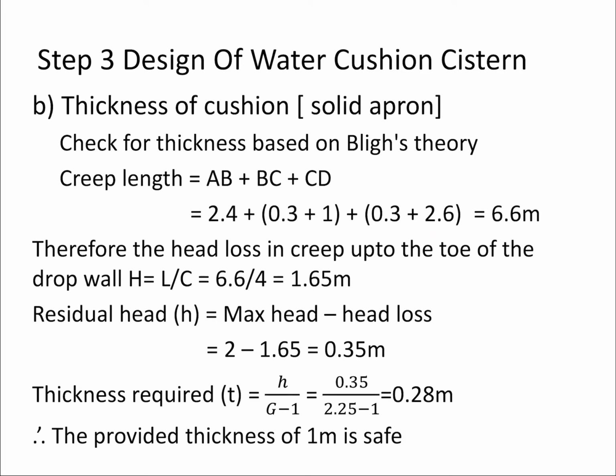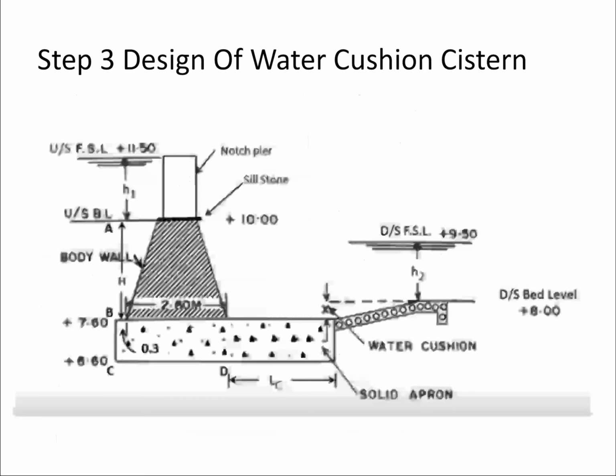meter. And we know the thickness. The thickness equation we had studied in Bligh's theory. T is equal to H by G minus 1, where G is the density of material. For masonry, it is taken as 2.25. And residual head is 0.35. Substituting, we will get 0.28 meter. We had given 1 meter, so it is safe.